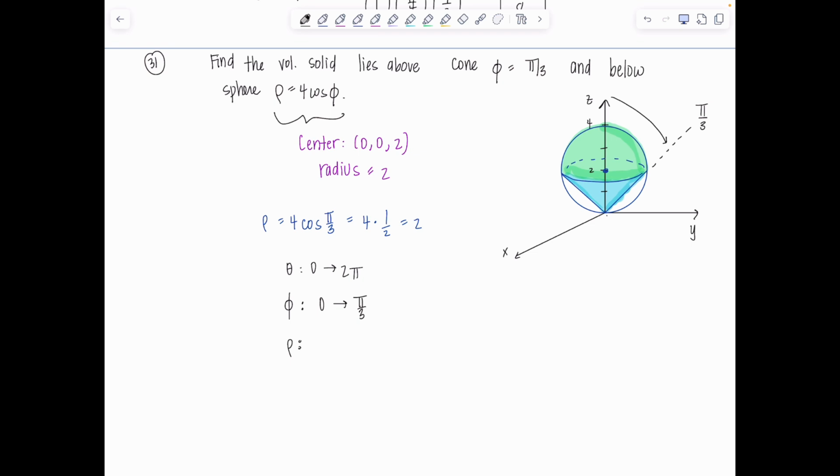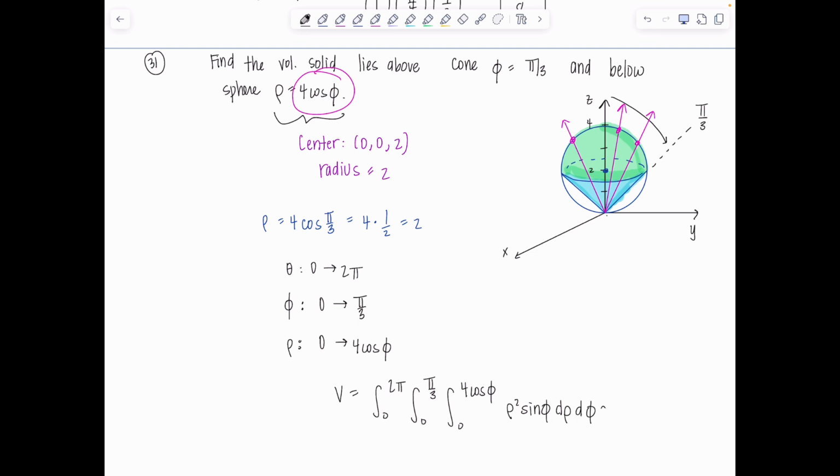And then rho. Ooh, this one's tricky. Is rho going to be the same distance everywhere you go? No. So that means it's not a constant. It's a function of phi, from 0 to 4 cosine phi. Perfect. And they just want the volume, right? So then we're not integrating a function. We're just going to go 0 to 2 pi, 0 to pi over 3, 0 to 4 cosine phi, and then dV is rho squared sine phi, d rho, d phi, d theta.